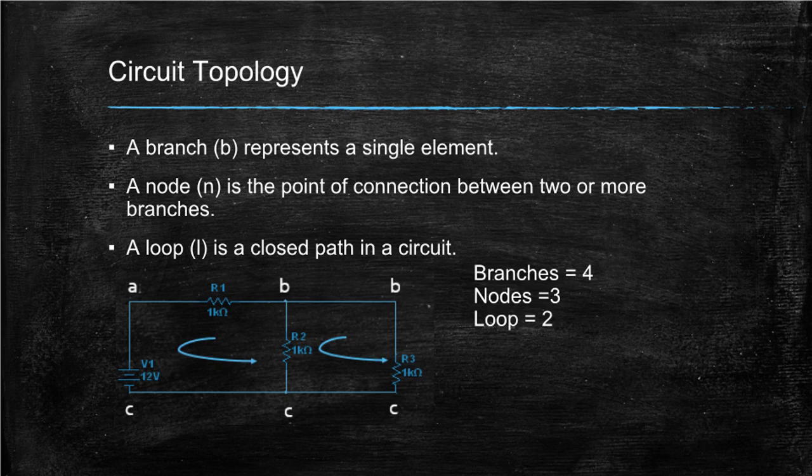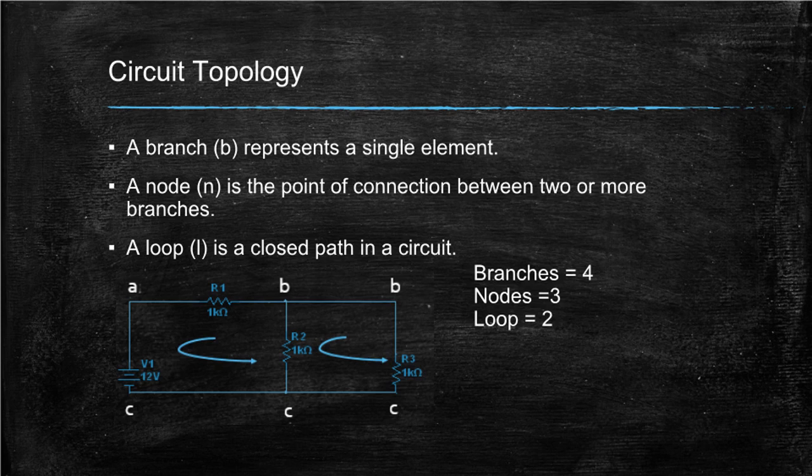Note that if the element between 2 nodes is short-circuited, aka no element between them, the 2 nodes are the same. The figure has 3 nodes: Node A, B and C. The circuit as seen has 2 closed loops.